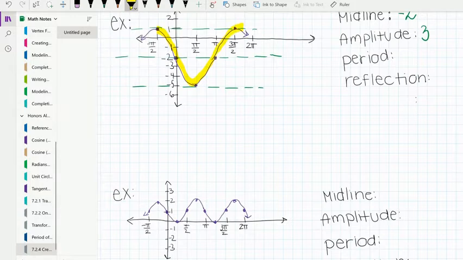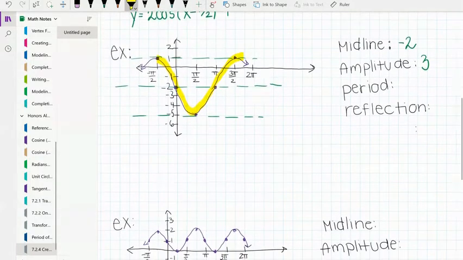So if we find the period, we would do 3 pi over 2 minus a negative pi over 2, which would be 4 pi over 2, which is just 2 pi. So the period is still 2 pi. As far as a reflection, we would say no. We could make it a negative graph, but like I said earlier, we're going to make the most obvious equation.